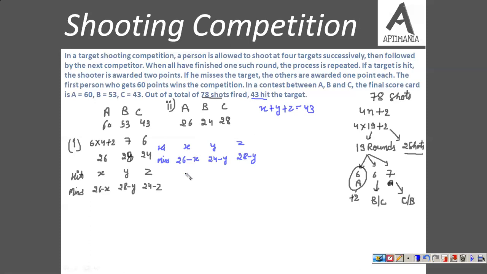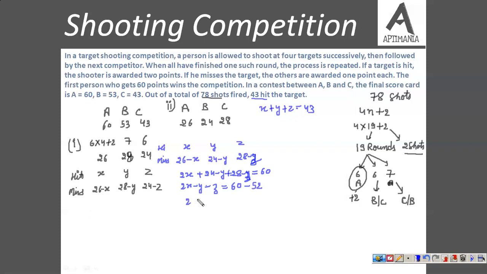So x of A's shots hit, so 2x must be the score from there, plus the shots that B and C missed will also be added to A's score, so that is 24 minus y plus 28 minus z, and this all must be equal to 60. Fine. So 2x minus y minus z must be equal to 60, minus 24 and 28 is 52.